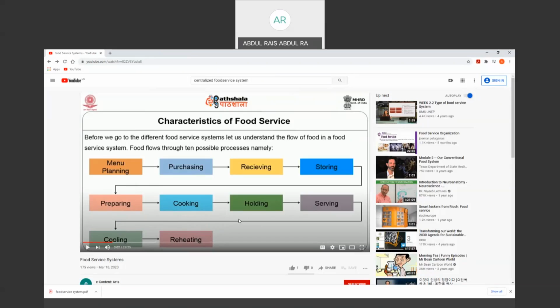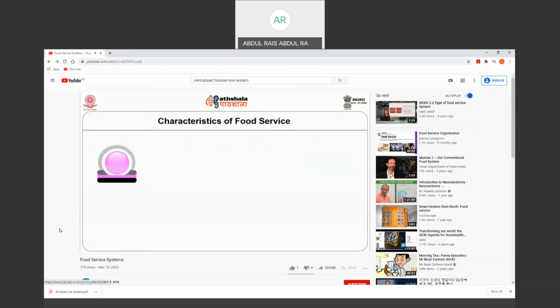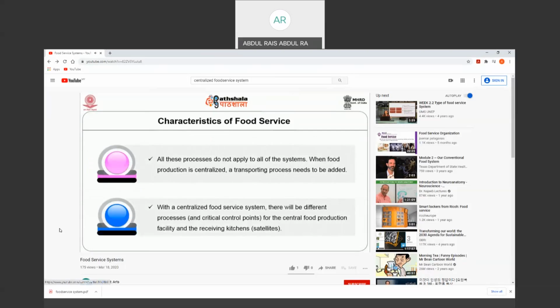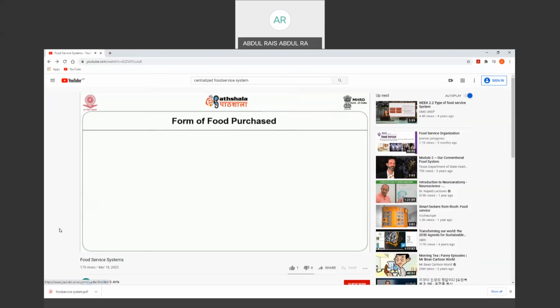So bear in mind, these are the general 10 that are possible, but not all food service will go through all 10. Some may go 10, some may have 6, some may have 9. Okay, that's the point that the lecturer wishes to highlight. All these processes do not apply to all of the systems. When food production is centralized, a transporting process needs to be added. With a centralized food service system, there will be different processes for the central food production facility and the receiving kitchens. Let us see how the form of food is purchased.